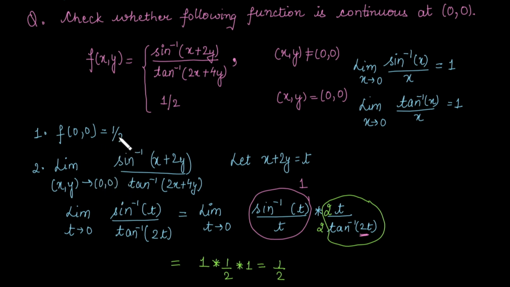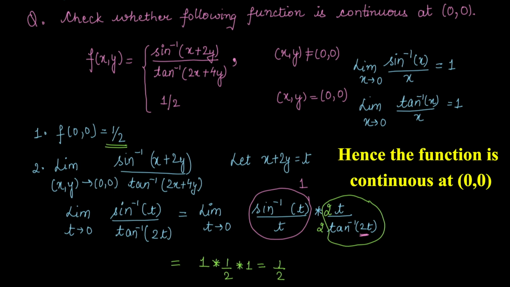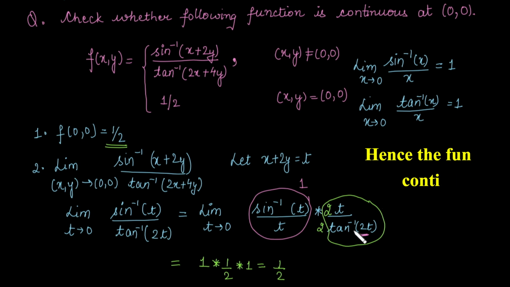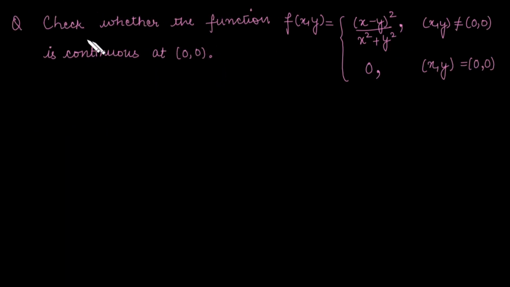Now what is the function value? Function value is also half. So we can say that the limit of this function at origin is equal to the function value. Hence the function is continuous. Next example, check whether this function is continuous at origin or not. Steps are same. Find the function value at origin. Function value at origin is 0.